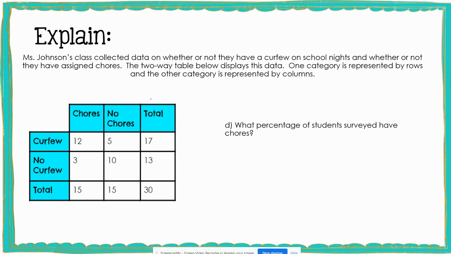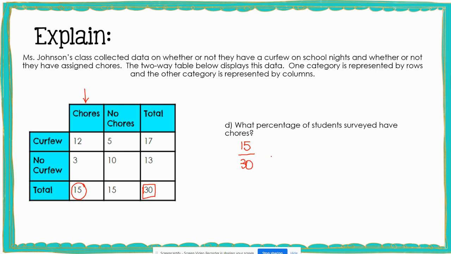D says what percentage of students surveyed have chores? Well, chores are right here. First of all, I need to know how many students have chores. Well, I know that in total, there are 15 students who have chores. In order to find a percentage, I always need to do a part over a whole. Well, my part here is the 15 students who do have chores. And that's out of my whole number of students who were surveyed. In this case, the total number of students surveyed is 30.